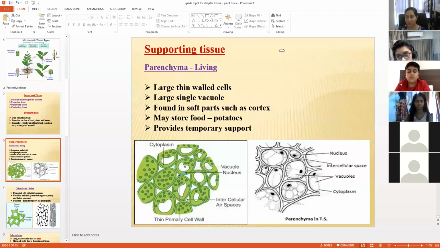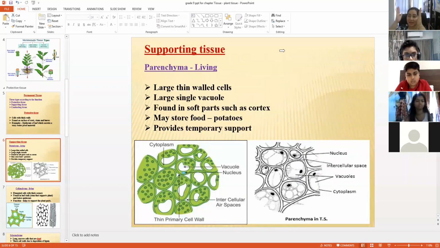Students, see what will happen if in a permanent tissue all of them are dead. Then who is going to do the function, right? So some parts are dead. They will do the part of only supporting the plant. That's it. No other function.